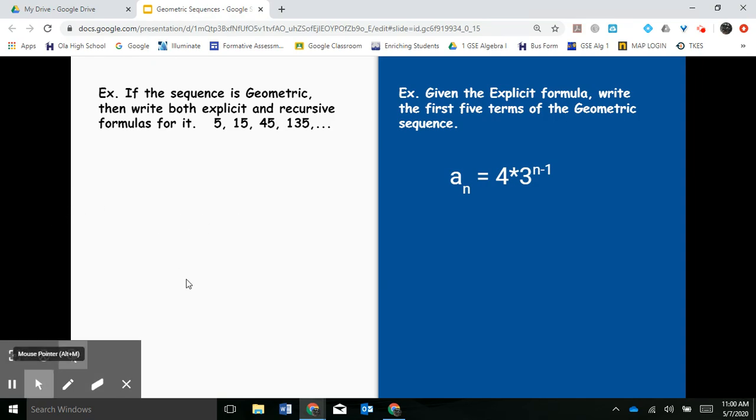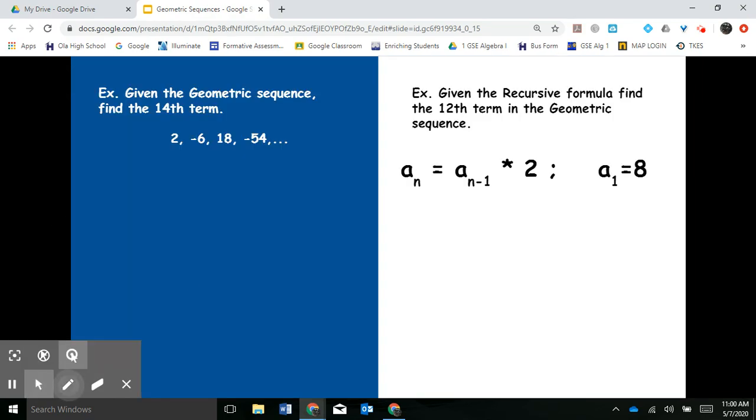Let's go to the next one. Here we go. Given the sequence, find the 14th term. So here we're going to take this sequence. It tells us it's a geometric sequence. We're going to put it in the formula to find the 14th term. All right, in the formula, A_1 comes first, so 2. Remember, this is the explicit formula. We never use the recursive. 2 times the common ratio.